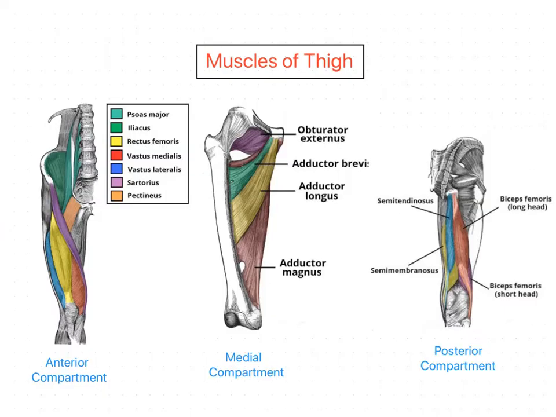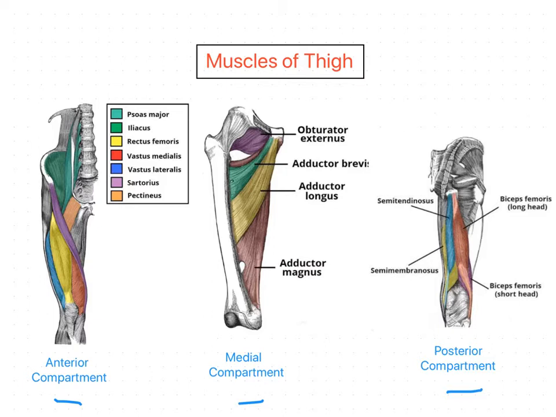As I mentioned in the previous video, the thigh is divided into three compartments: the anterior compartment, the medial, and the posterior compartment. So in the anterior compartment, what are the muscles related to the front of the thigh? Here the psoas major and iliacus are inserting, and they are very much related to the upper part of the thigh. The main muscles here are the sartorius.